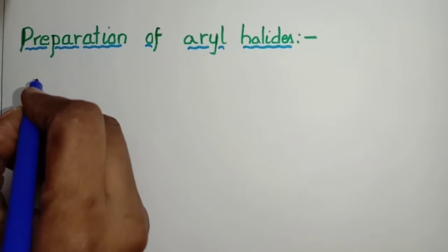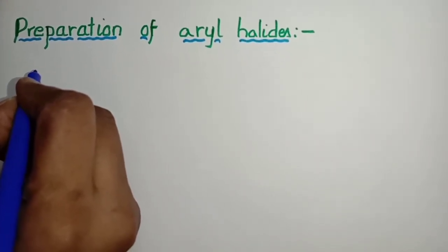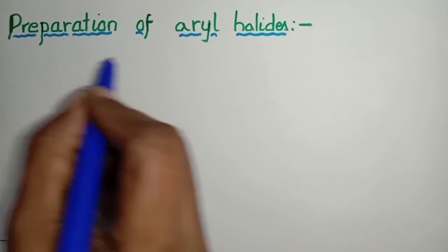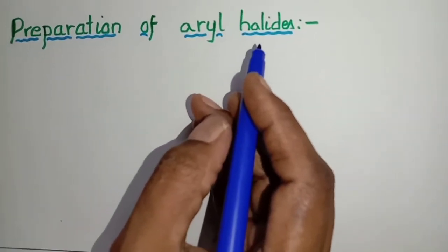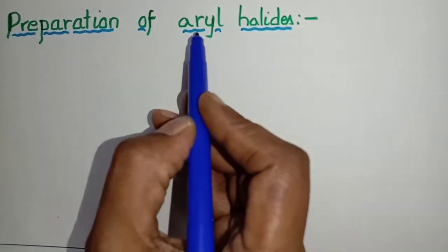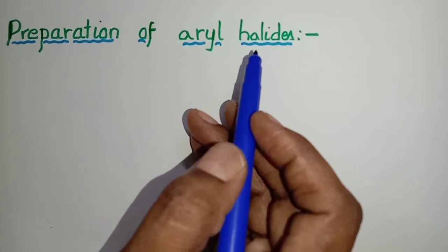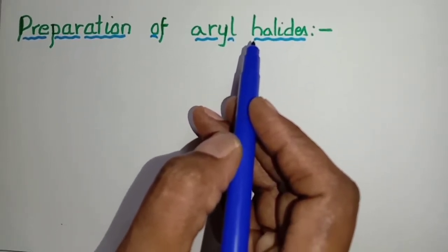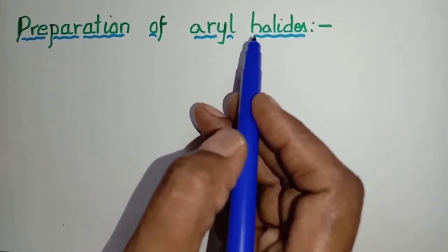In the previous two classes, we have learned chemical properties of alkyl halides. Presently in this class, we will be learning about preparation of aryl halides and aralkyl halides, also their properties. What aryl halides are and what aralkyl halides are, I have taught you in the beginning of halogen compounds. Kindly watch all the videos related to halogen compounds, students. Don't miss any of the videos.